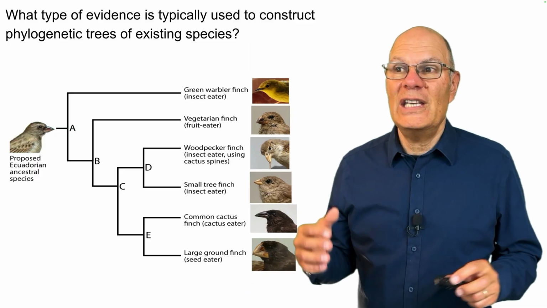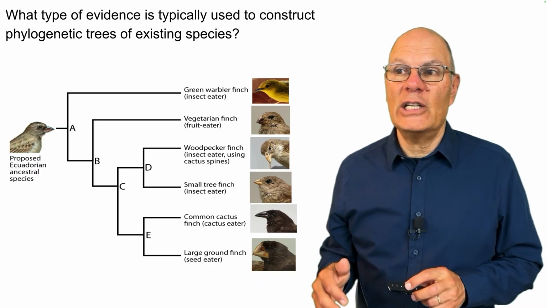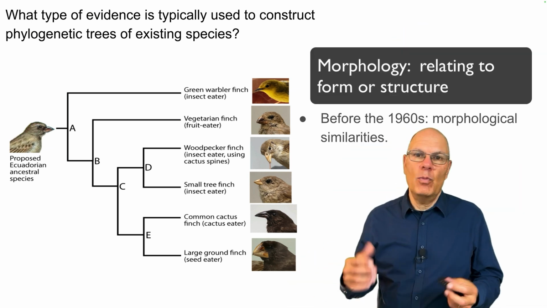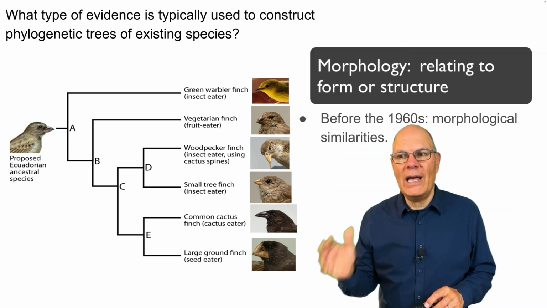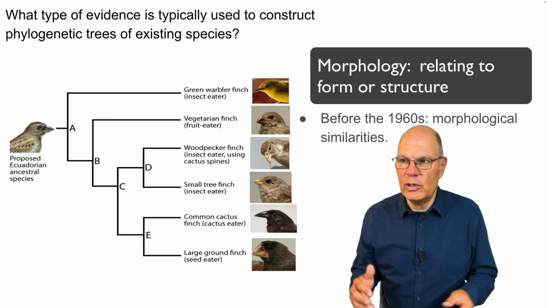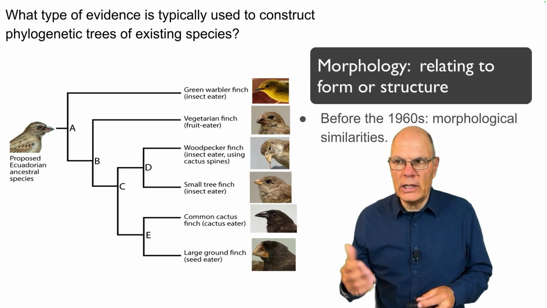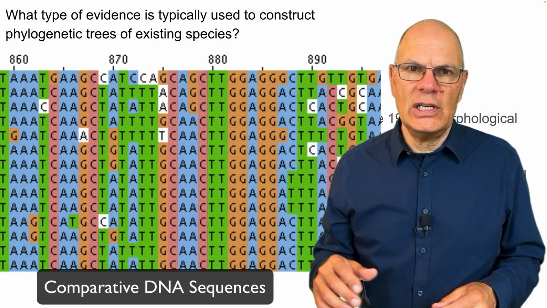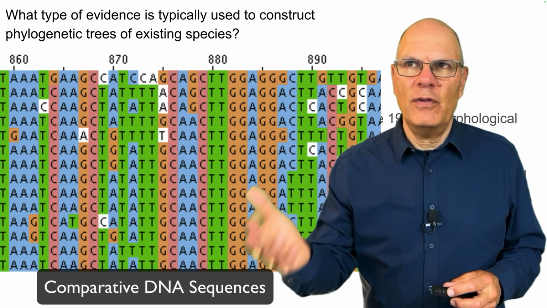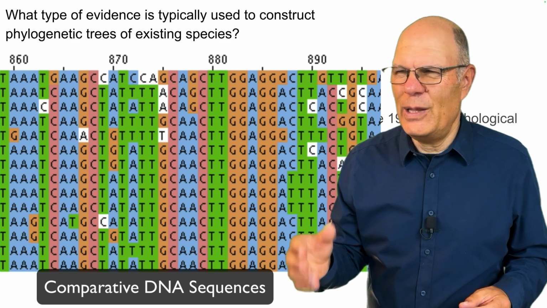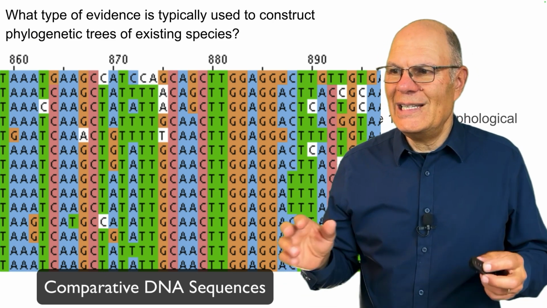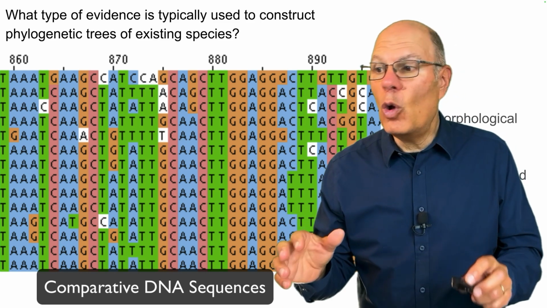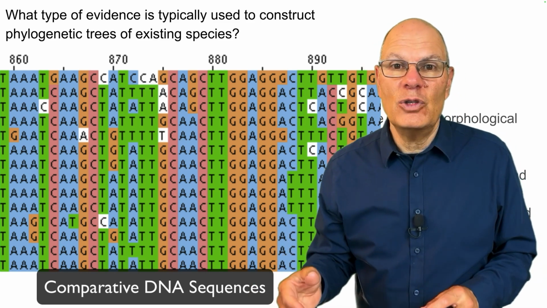What type of evidence is typically used to construct phylogenetic trees of existing species? Before the 1960s, morphological similarities was what biologists used to determine who was more closely related to whom and thereby construct phylogenetic trees. But more recently, post-1960, remember Watson and Crick figured out the structure of DNA in 1953. Nucleotide sequences in DNA and RNA and amino acid sequences in proteins have become the gold standard in determining phylogenetic relationships.